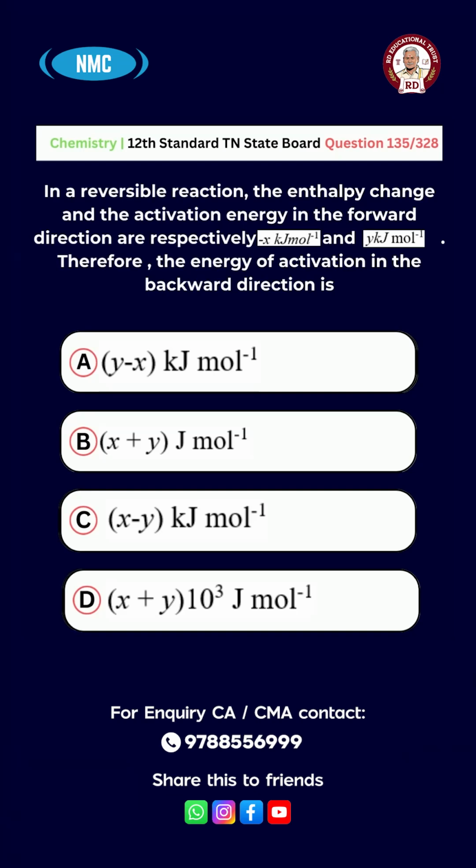Option B, X plus Y into joule mole inverse. Option C, X minus Y into kilojoule mole inverse. Option D, X plus Y into 10 to the power 3 joule mole inverse. The correct option is option D, X plus Y into 10 to the power 3 joule mole inverse.